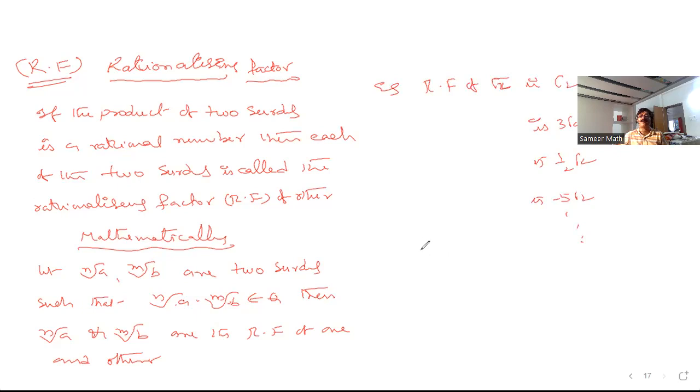So what I can say here now is, the RF of a surd is not unique. Not unique. But generally we would like to take the least one. Least one we are going to take. Right. I would like to discuss all the cases here. In the case of RF, I would like to discuss 3 cases now. Case 1 I will discuss.